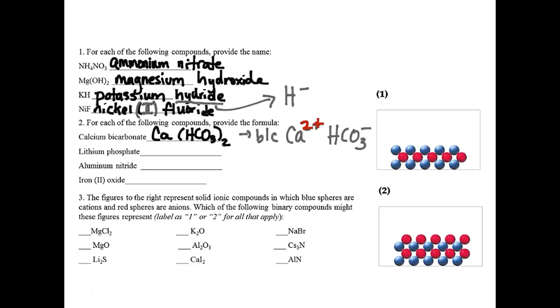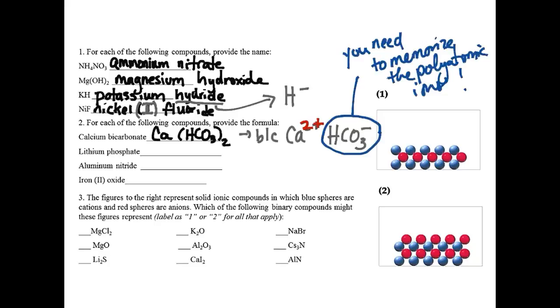Bicarbonate is something that you would have memorized. This would be something that you would use your flashcards for. You need to memorize the polyatomic ions. Bicarbonate or hydrogen carbonate, you need to know both names. Bicarbonate is a more commonly used term. So you would have bicarbonate ion on one side and you would have HCO3 minus 1 on the other side.